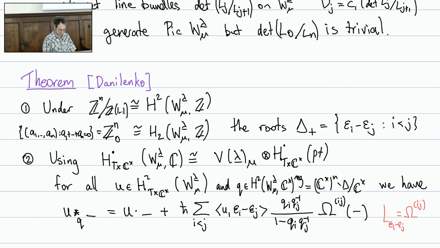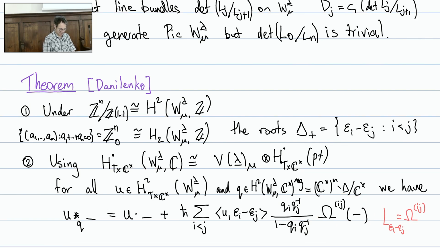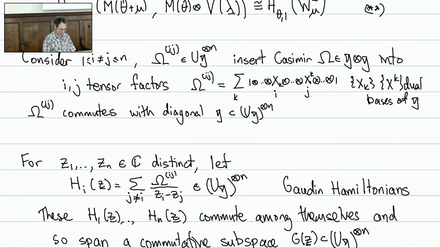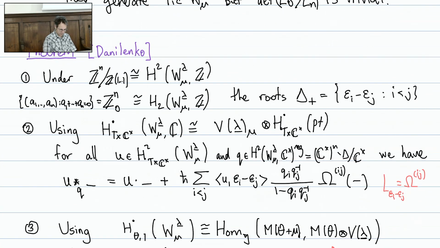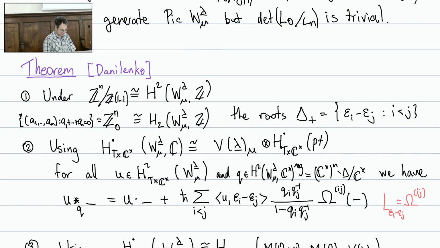of U with the root times this Q factor times, now what's the L? Here's the theorem: the L is precisely the action of that omega ij guy. So what's omega ij? Now that it appeared, we better remind ourselves what it was. It was take the Casimir and insert it in the ij tensor factors. And how does that thing act?